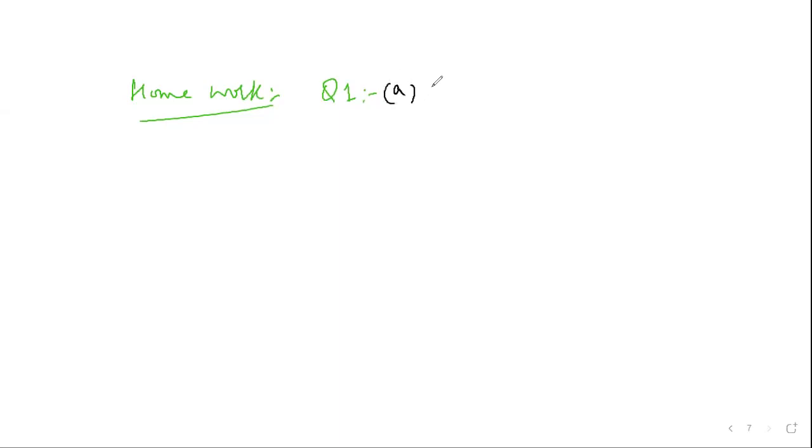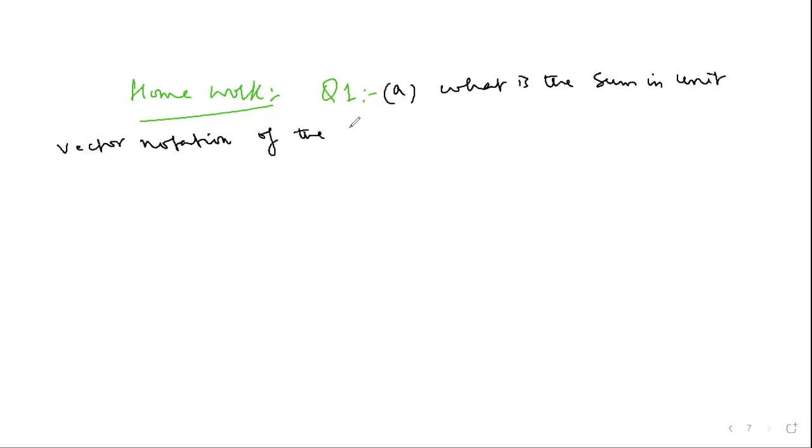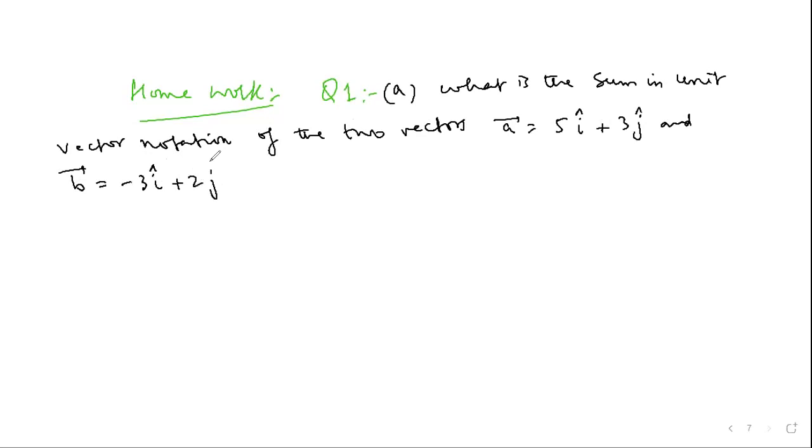Part A. What is the sum in unit vector notation of the two vectors A equal to 5i plus 3j and B equal to minus 3i plus 2j? This part first, then I have part B.